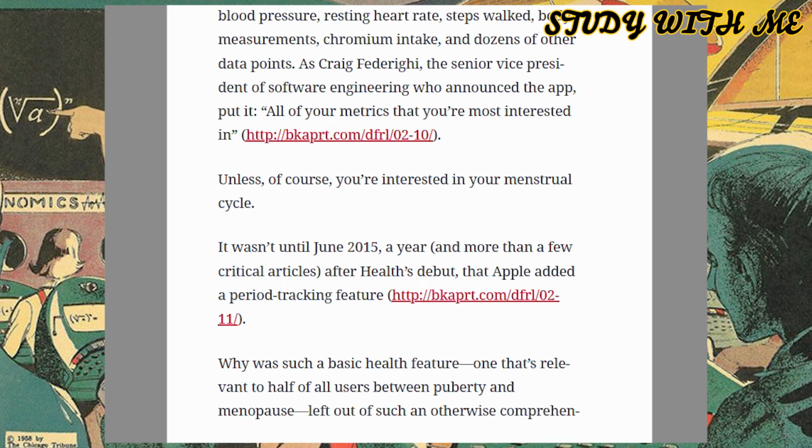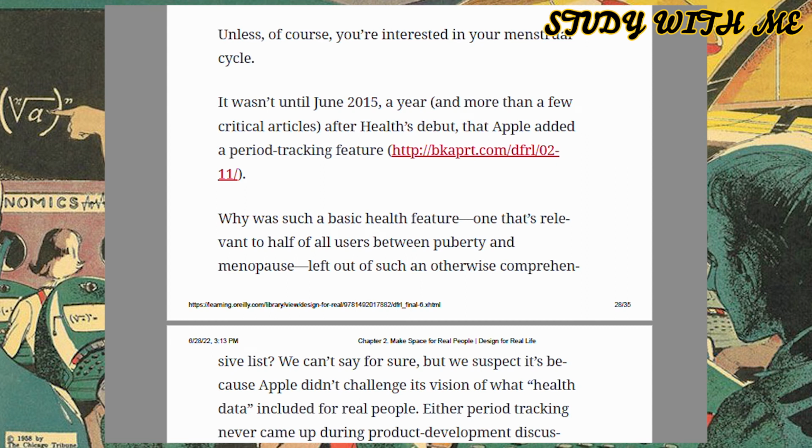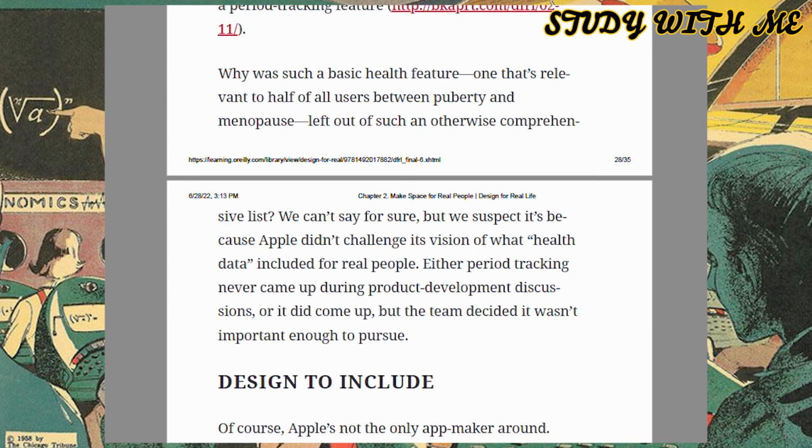Why was such a basic health feature, one that's relevant to half of all users between puberty and menopause, left out of such an otherwise comprehensive list? We can't say for sure, but we suspect it's because Apple didn't challenge its vision of what health data included for real people. Either period tracking never came up during product development discussions, or it did come up, but the team decided it wasn't important enough to pursue.